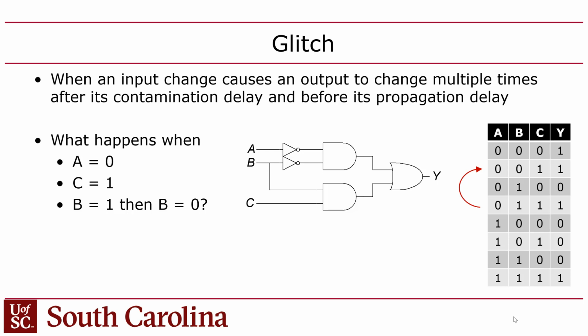So an example of that is if you have this circuit where we've got 2 AND gates and an OR gate, and assume that A and C are 0 and 1, and then B changes from 1 to 0. Okay, so what that means is that the input is 0, 1, 1, and we're going to change it to 0, 0, 1. So in other words, we're just changing B. Now, that should not change the output at all, because the output, if you look at the truth table, is 1 for both of those input values.